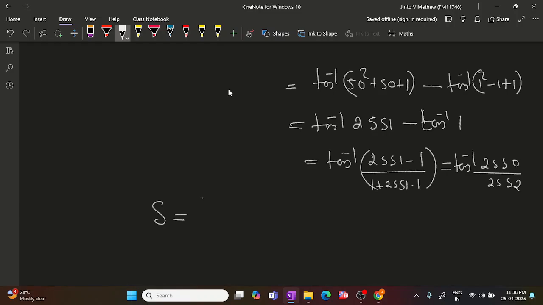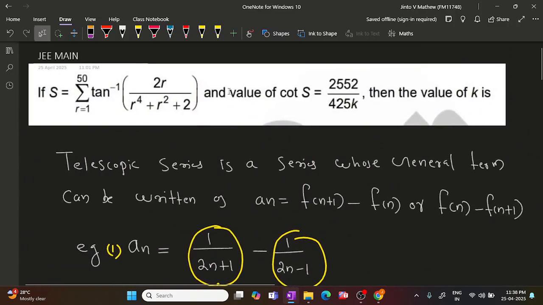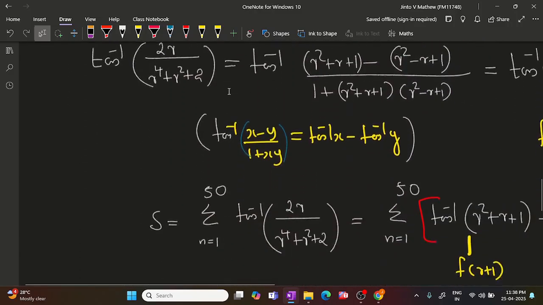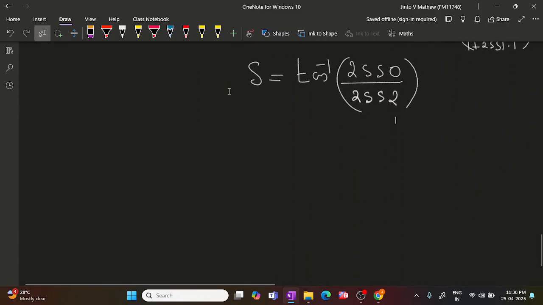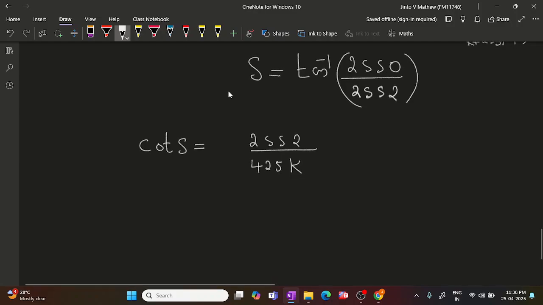So we have obtained the value of S, that is tan inverse 2550 divided by 2552. Now the question they are asking: this S is given to you, and the cot S value is given as 2552 divided by 425k. Then what is k? So cot S is equal to 2552 divided by 425k. This is given.